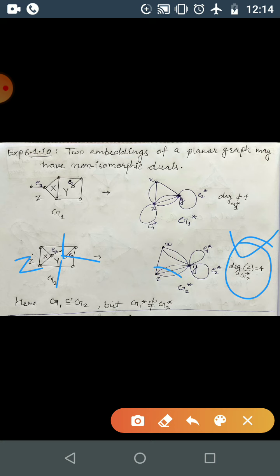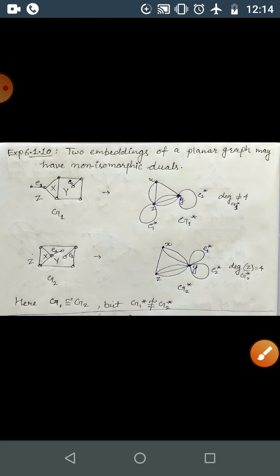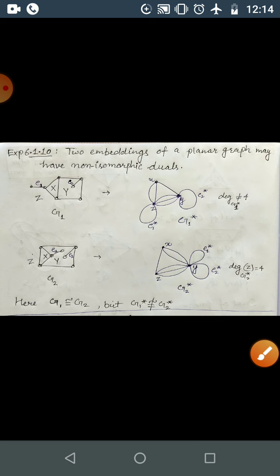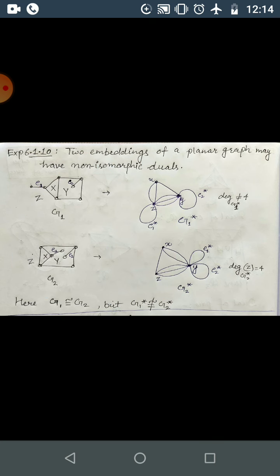And here the degree of one vertex is 4, and here we do not have any face with 4 edges, correct. So here there will be no vertex with degree 4, while here degree 4 is present, that's why these graphs are not the same. So there can exist non isomorphic duals for the same graph G. Here we have just proved G1 and G2 are isomorphic, but their duals are not.